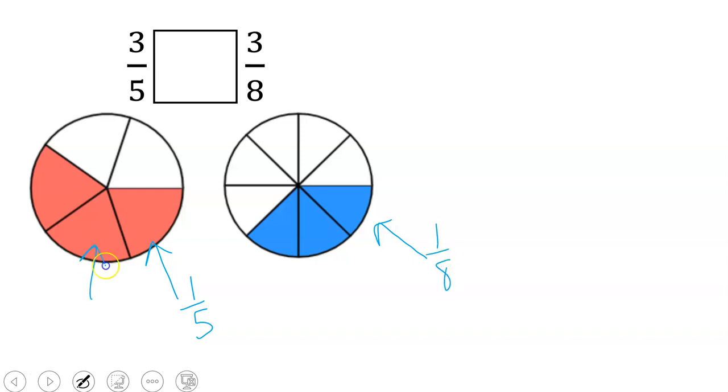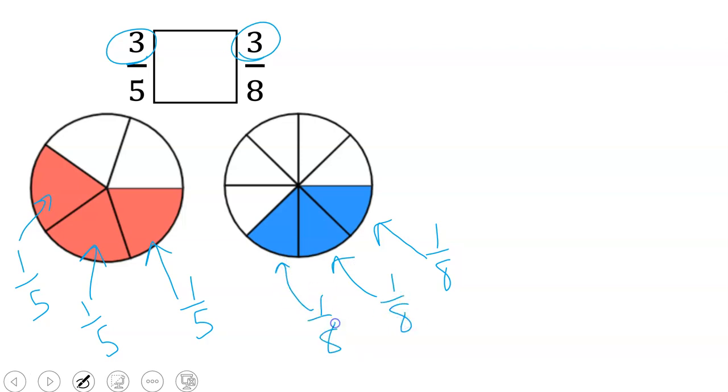So think about it. If you have three of the 1/5 slices, those slices are larger. That's going to be more than if you have 3 of the smaller size slices. So 3/5 is greater than 3/8 because these are larger size slices. So one way you can compare fractions is to just think about how big is that slice and how many of those slices do I have?